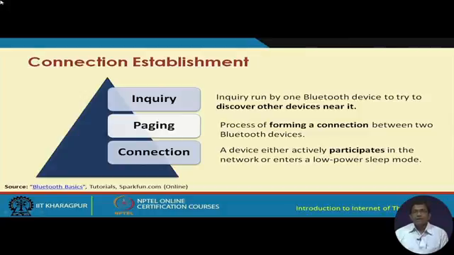In terms of connection establishment using Bluetooth, there are 3 different phases. The first one is the discovery or the inquiry phase. The next one is the paging phase, and the third one is the connection phase. So basically for connection establishment there are only 3 phases. In the inquiry phase, an inquiry runs from one Bluetooth device, and that device tries to discover other devices in its vicinity. So this is one Bluetooth device, trying to explore what other devices are in its vicinity. This is the discovery phase or the inquiry phase, very simple.